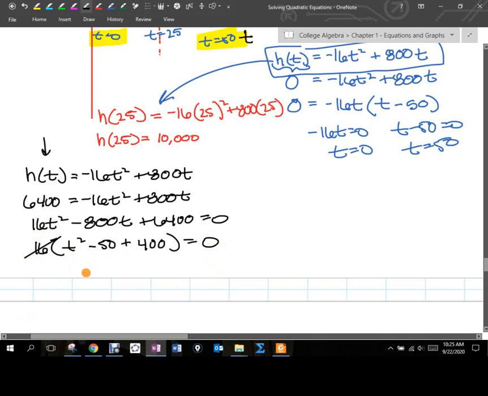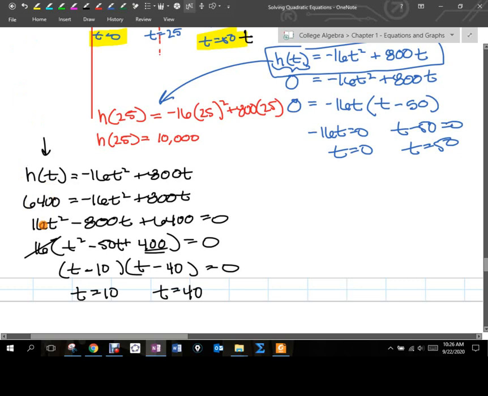So then I'm left with t squared minus 50t plus 400. I'm sorry, I forgot that t there. So what two factors multiply together give me 400, but have to give me negative 50? They both got to be negative, right? 10 and 40. So this is going to give me t to be 10, and this is going to be t to be 40. And those are the two times in which we reach 6,400 feet.